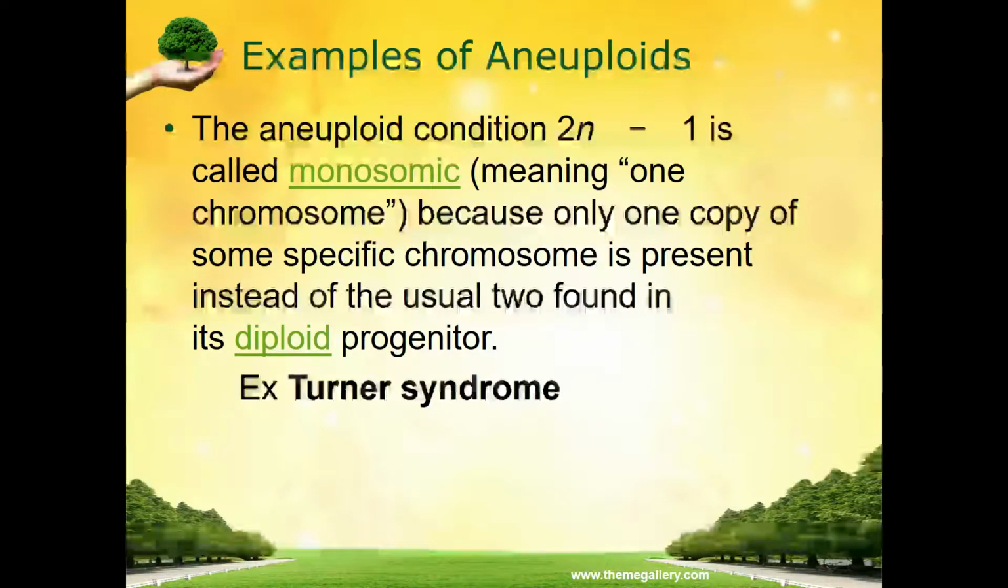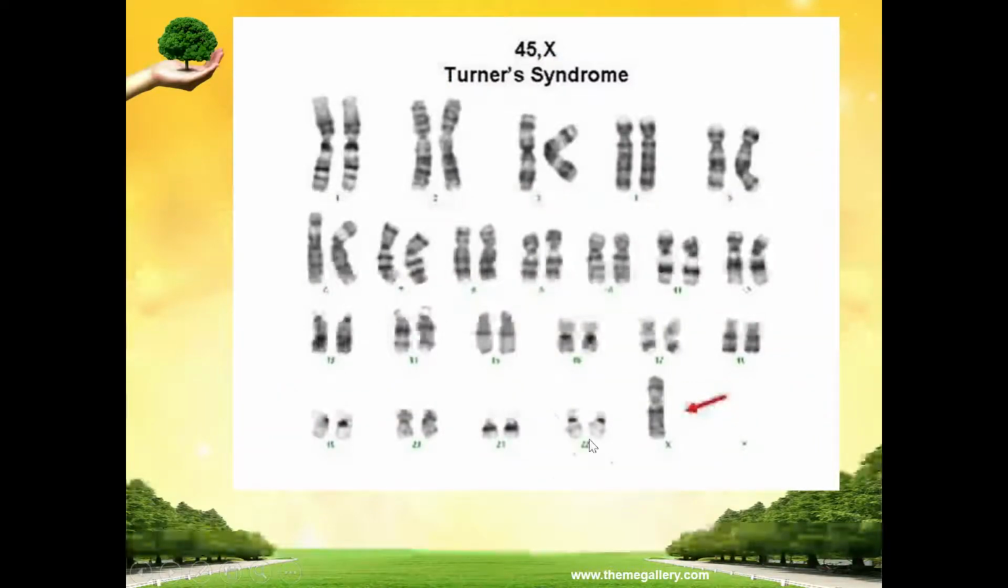Aneuploid nomenclature is based on the number of copies of the specific chromosome in the aneuploid state. For example, if only one copy of some specific chromosome is present instead of the usual two found in its diploid progenitor, it's called monosomic. An example is Turner syndrome, a human female phenotype produced by the presence of only one X chromosome, XO.